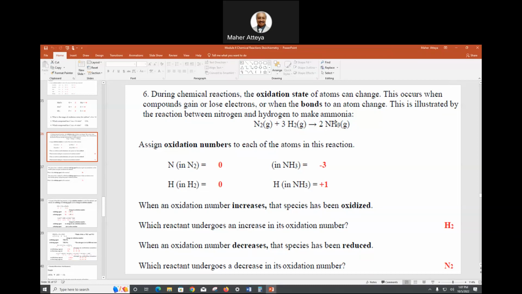So what is the oxidation number? Oxidation number is a charge that's carried by an element, correct? This charge is called oxidation number. It can be positive or negative. That's what I mean by oxidation number.